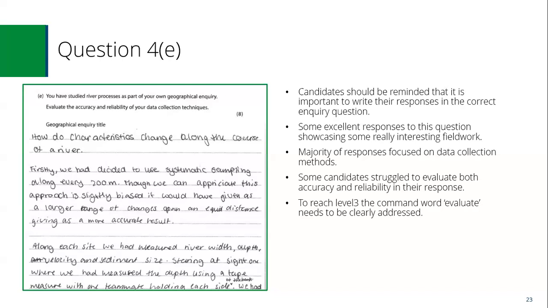Centres should also be reminded that for question 6 in hazardous environments, the focus should be on extreme weather. The specification is clear that the inquiry needs to be focused on extreme weather events and not tectonics. A few candidates did write about tectonics. This question also asks candidates to evaluate the accuracy and reliability of their data collection methods.